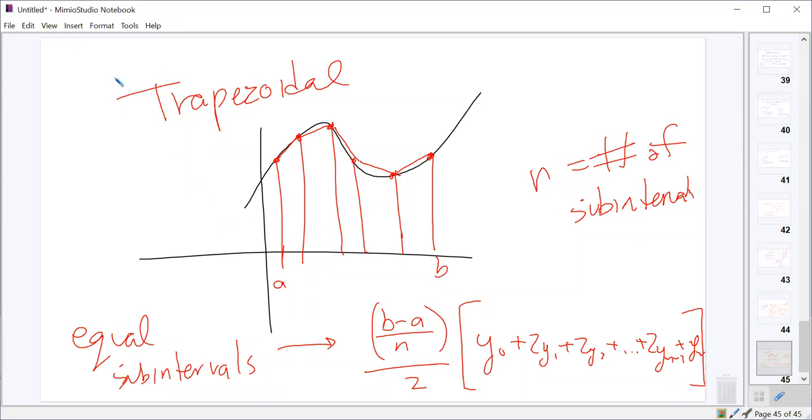Good. Wonderful. All right, those are your approximation rules.